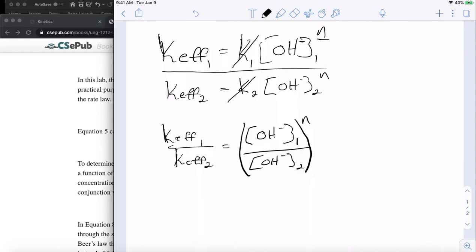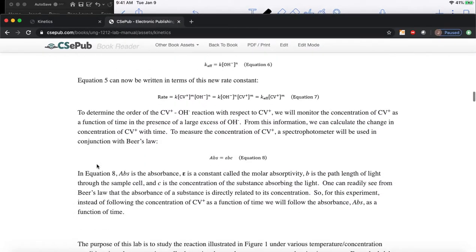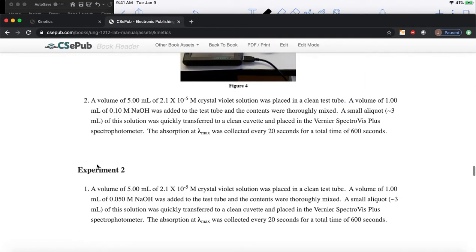So what I have here is k effective 1 and 2 that I already found earlier in the data analysis part. And I can find these concentrations by doing a little bit of M1V1 equals M2V2 with the experimental information given in my reading on CSE Pub. The reaction descriptions tell us we had 5 milliliters of 2.1 times 10 to the minus 5 molar crystal violet, and then 1 milliliter of either the 0.1 or the 0.05 molar hydroxide. I want to do a quick M1V1 equals M2V2 to figure out the concentration of hydroxide when all of this was mixed together.